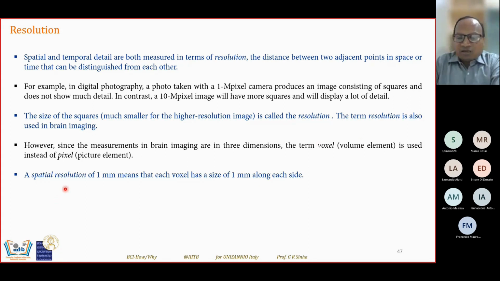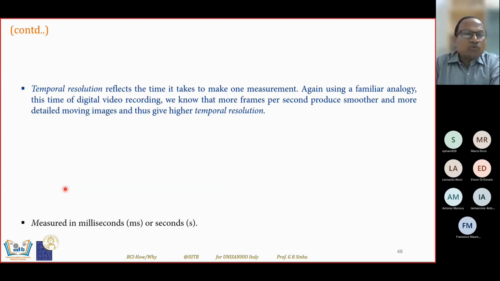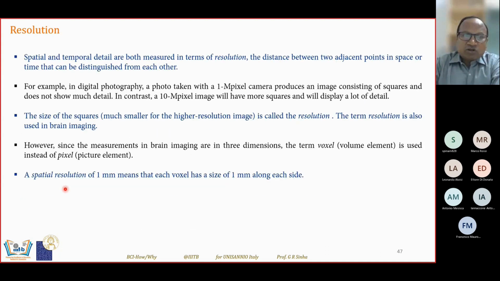But I think this is the time to stop here, and then we can continue. How many minutes? Yeah, we still have 3 minutes today.